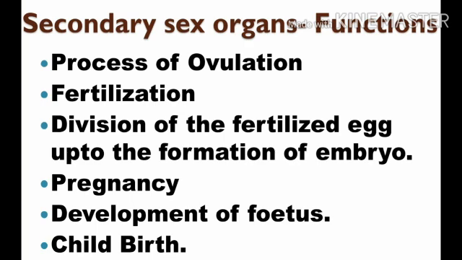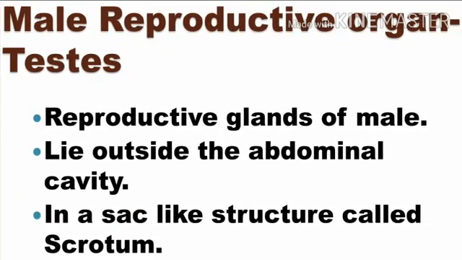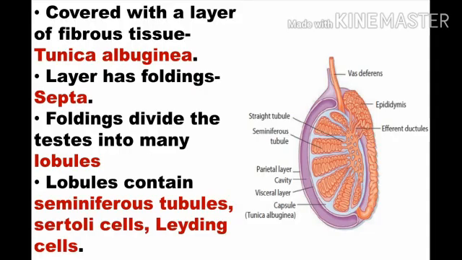Next we can see the structure of the primary sex organs, that is the testes and the ovaries. Structure of testes. These testes are two in number, and these are the reproductive glands of male. They are oval shaped organs, present outside the abdominal cavity in a sac-like structure called the scrotum. The testis is covered with a layer of fibrous tissue called the tunica albuginea, and this layer has many foldings called the septa.